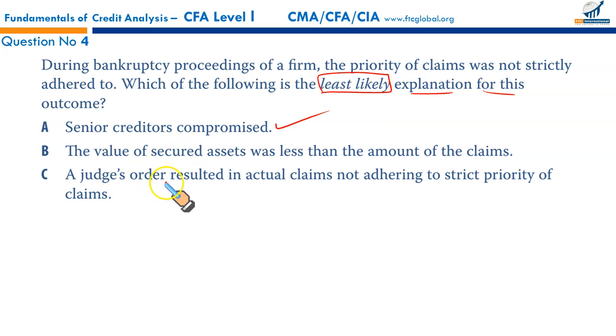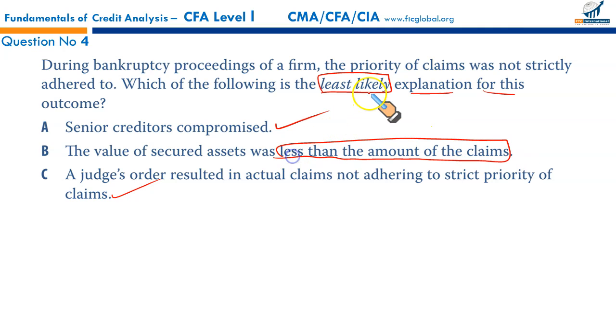A judge's order resulted in actual claims not adhering to strict priority of claims. Yes, if the judge orders so, the company is bound under the law to follow the judge's order. So this can happen. The value of secured asset was less than the amount of claim. So this is not the reason why the priority of claim was not strictly adhered to.